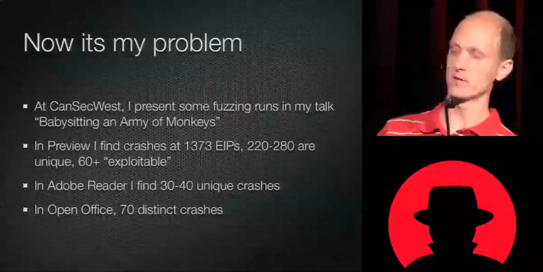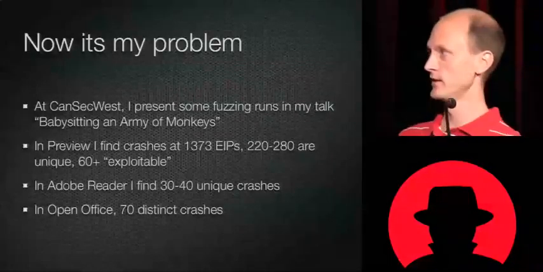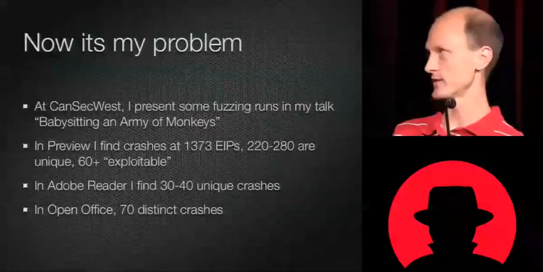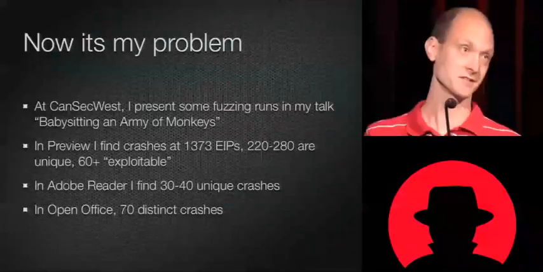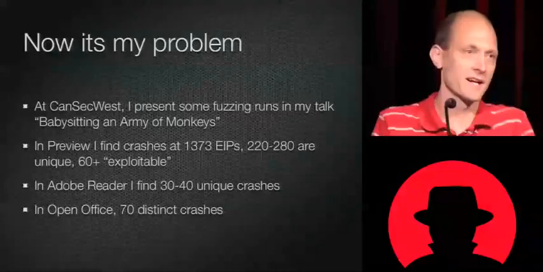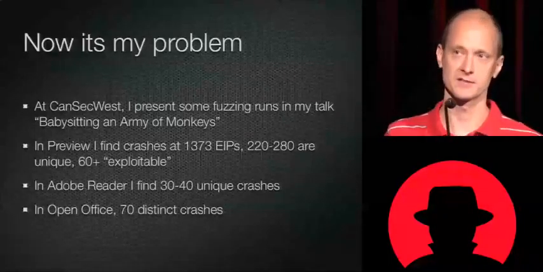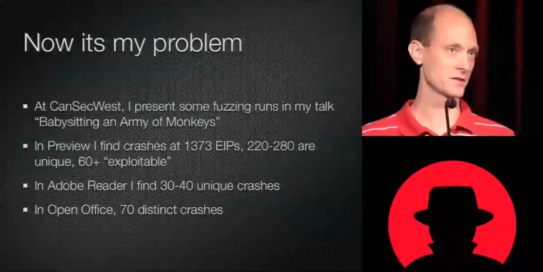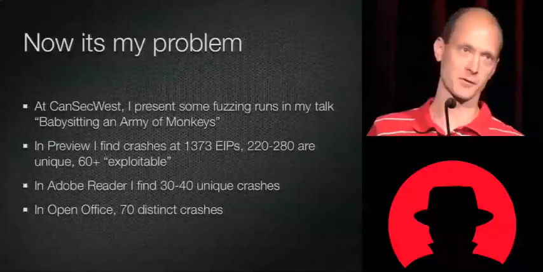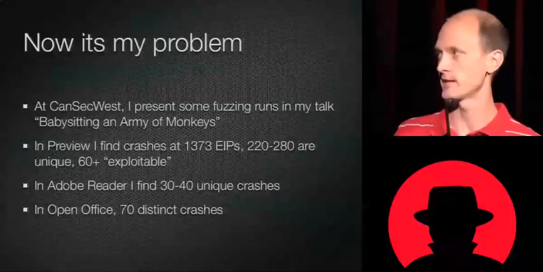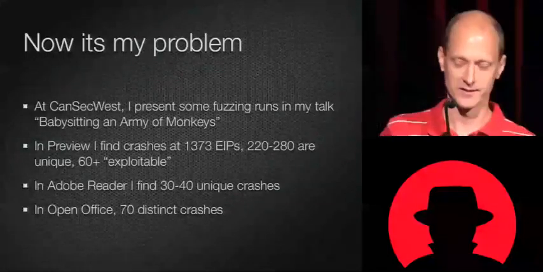For example, in Preview I found 1,300 different crashes, of which CrashWrangler says there are really 220 unique ones, of which 60 are exploitable. There's just no way that I can look at 60 crashes and try to figure out what the bugs are and if they're really exploitable. This is too much for me to do. Likewise, in Adobe Reader, there were 30 to 40 crashes that I found, and 70 in OpenOffice. So this is a serious problem.